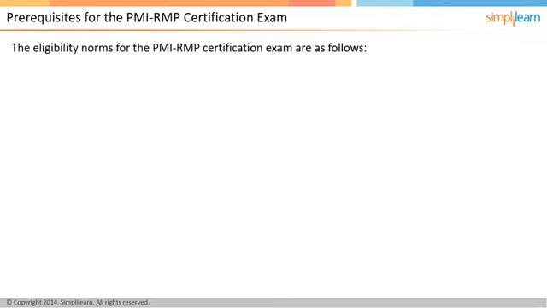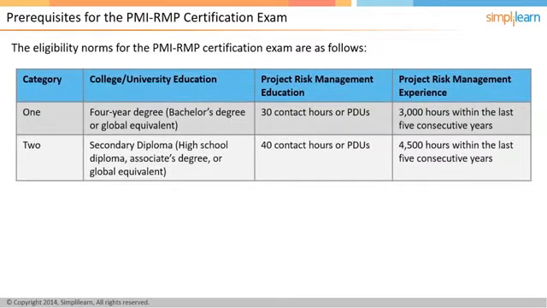The prerequisite depends upon a person's formal education. As seen in the screen, you might fall into either of the two categories. If you fall into Category 1, PMI expects you to hold a 4-year degree, bachelor's degree or global equivalent, with at least 3,000 hours of project risk management experience within the last 5 consecutive years. Additionally, you will need to obtain 30 contact hours or PDUs, and this course will enable you to obtain those contact hours to sit for the exam.